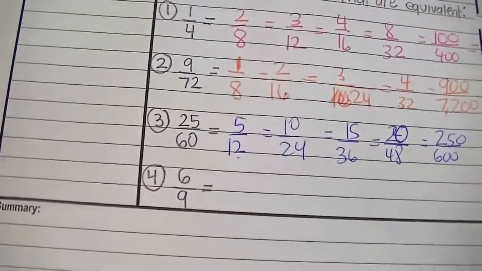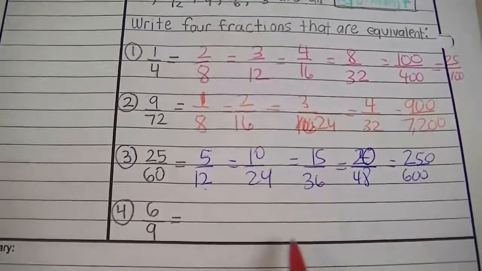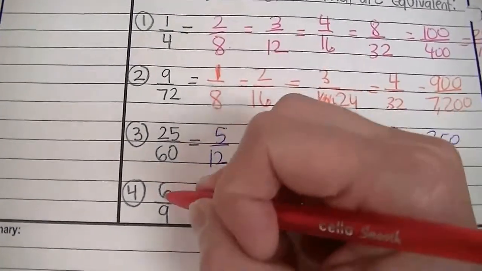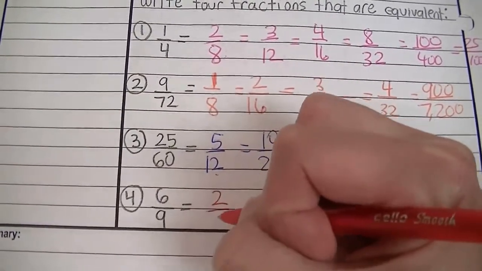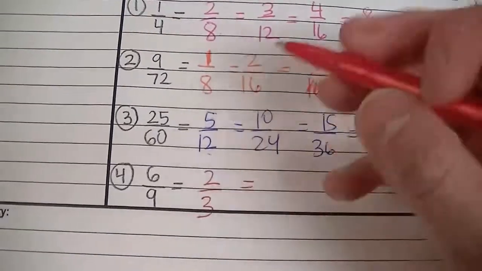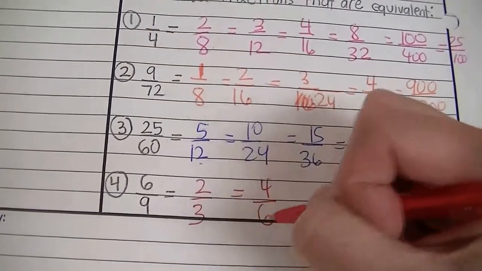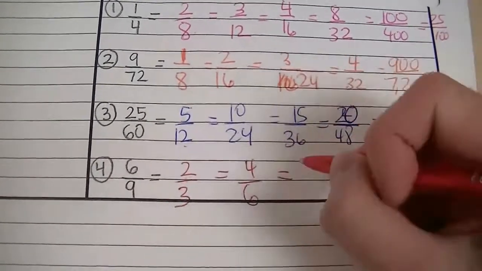Now, number 4 is 6/9. Let's go ahead and find at least 4 fractions that are equivalent to it. So I could simplify. No, it's not simplified, so I can divide by 3 divided by 3 and get 2/3. 2/3 is equal to 6/9. I'm going to take this one and double it, 4/6.